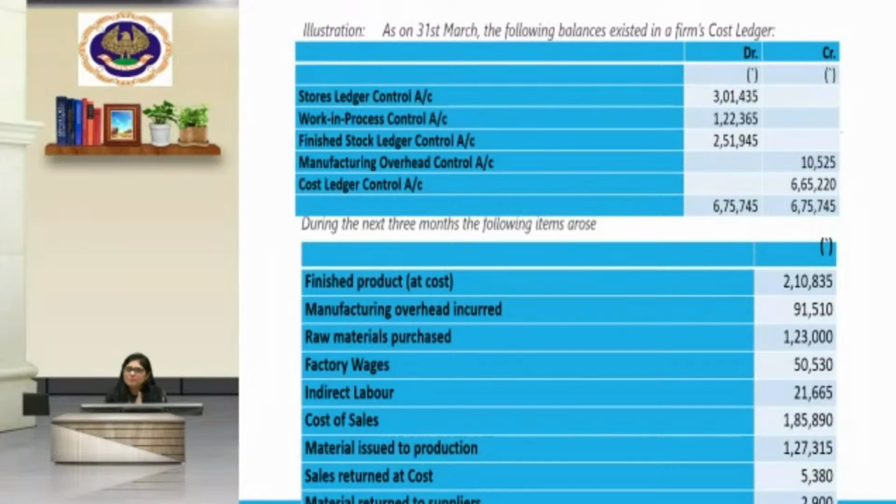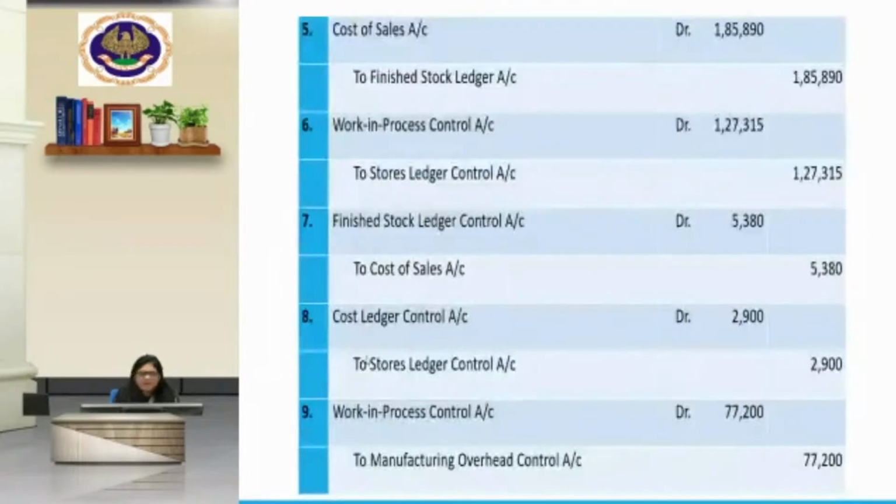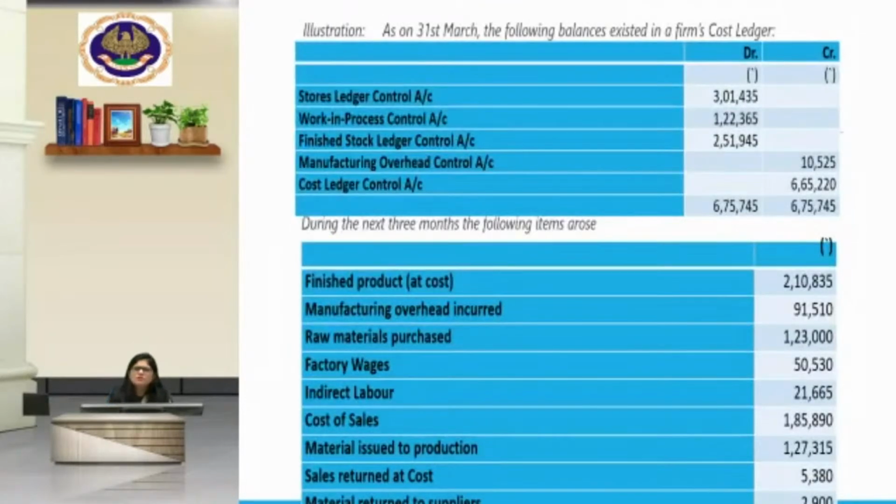Clear? I'm repeating, cost ledger control account is just to bridge the complete double entry. Any purchase or payment will be routed through cost ledger. Once it is already in the cost accounting system, then cost ledger has nothing to do. Clear? So raw material purchase, yes, stores. Raw material means stores. So stores ledger account debit to cost ledger control account. Clear?